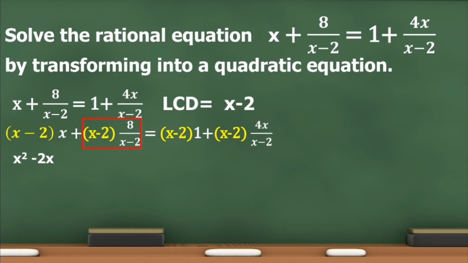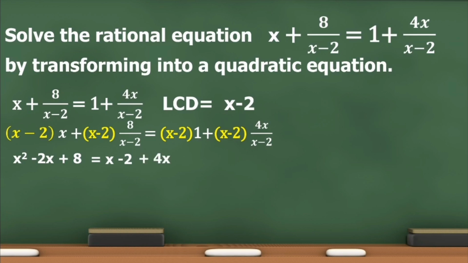Next, x minus 2 times 8 divided by x minus 2. Dito, ikakancel lang natin yung x minus 2. So, bring down 8. So, magkakaroon ng plus 8. Then, next, x minus 2 times 1 is equal to x minus 2. Next, x minus 2 times 4x divided by x minus 2. Ika-cancel lang natin class uli yung x minus 2. So, matitira yung 4x.